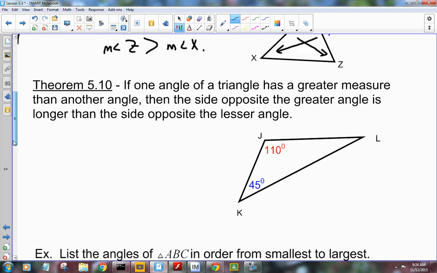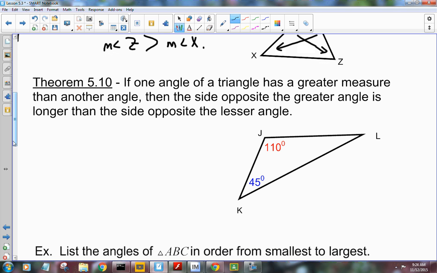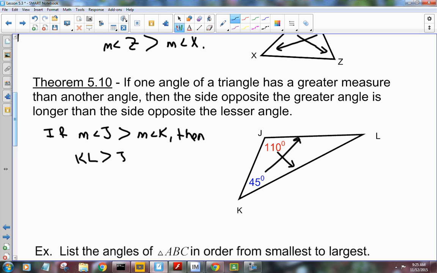Now let's look at this next theorem. It says if one angle of a triangle has a greater measure than another angle, then the side opposite the greater angle is longer than the side opposite the lesser angle. So it works with angles as well. Within this triangle, I can see that angle J is greater than angle K, right? So if that's the case, then the side across from angle J is going to be greater than the side across from angle K. So if the measure of angle J is greater than the measure of angle K, then the side opposite J, which is KL, is greater than the side opposite K, which is JL.